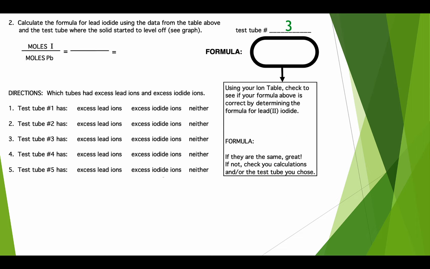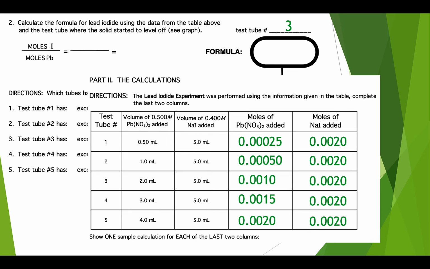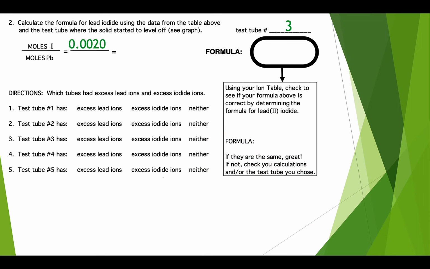So what we're going to do is find the test tube where the amount of lead iodide started to level off. And as we discussed, that's test tube number 3. I'm going to use the data from the data table to get the moles of iodide and the moles of lead I added to test tube number 3. You can see I added 0.0020 moles of iodide and 0.001 moles of lead. I could set up a little ratio here. If I take 0.002 and divide by 0.001, I will see there is a 2-to-1 ratio. I need 2 moles of iodide for every 1 mole of lead.